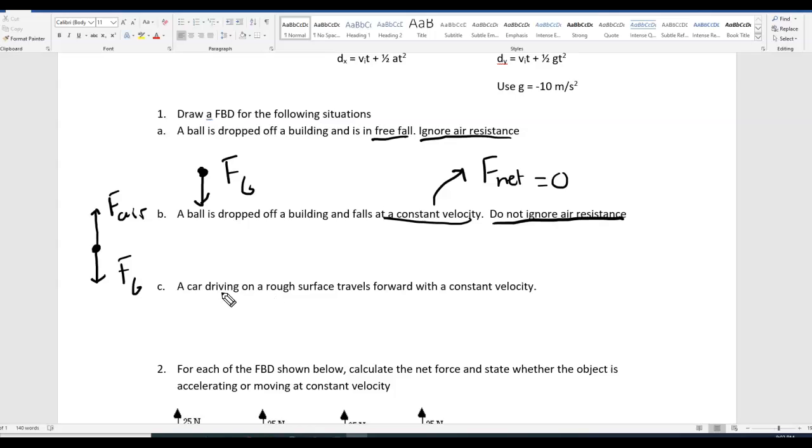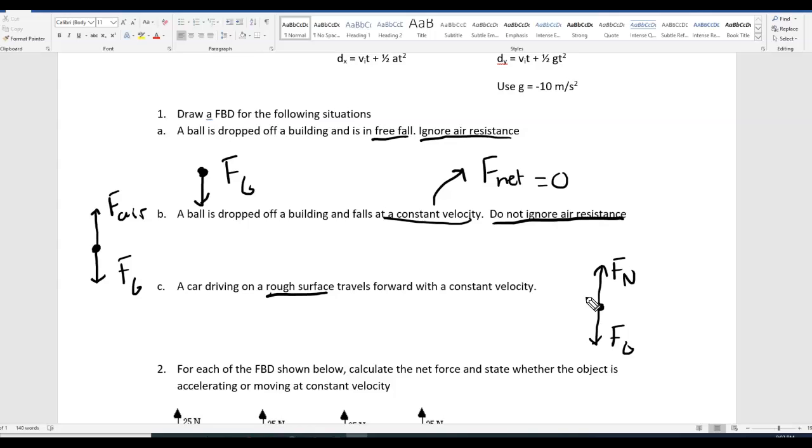1C, a car driving on a rough surface. Look for these context clues, by the way. Number 1, there's a surface. That means there's going to be a normal force. Anytime you have a surface, you have a normal force automatically. And if it's a rough surface, that means there's friction. So the car is moving forward. Let's say the car is moving to the right. We have force of gravity going down. Because we have a surface, we have a normal force coming out at a 90-degree angle from the surface, just like this. Notice that Fn and Fg cancel each other out.